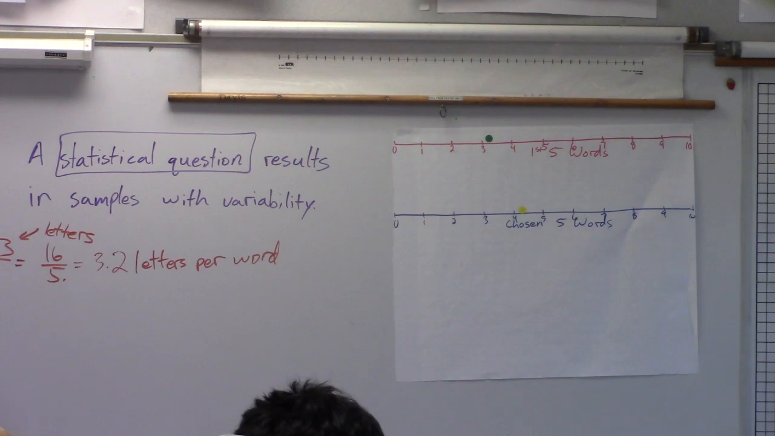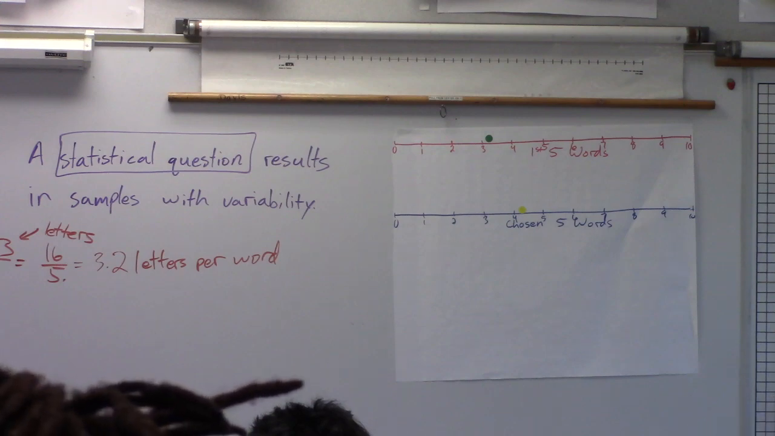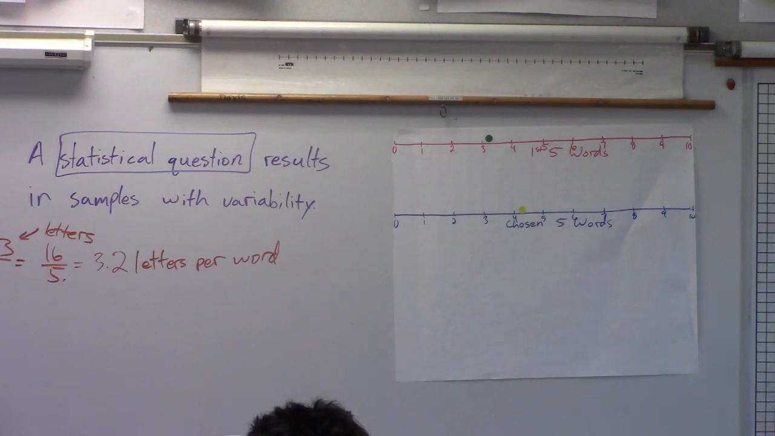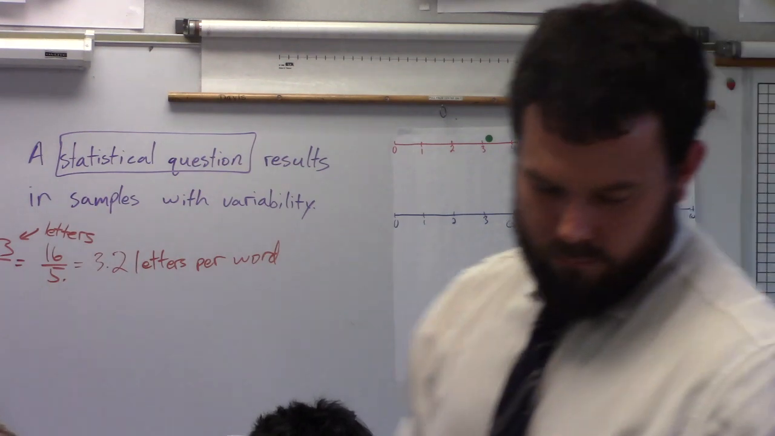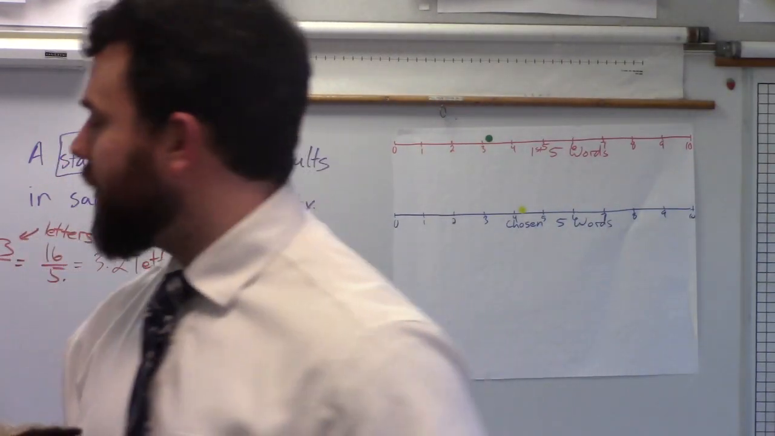Letters are here. That's 9. Oh, okay. Right? So are there 23 letters divided by 5 words? Now, I will point out, it'd be helpful if you wrote 23 letters divided by 5 words, because then you would know it's 4.6 letters per word. Putting the context with it can be very, very helpful. Yes, sir. Any 5. They don't have to be next to each other.